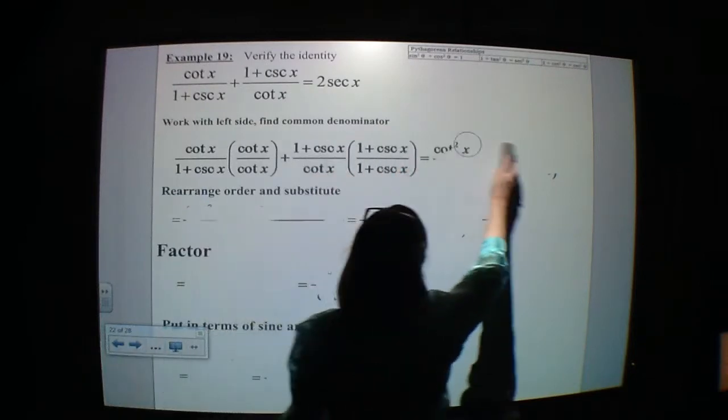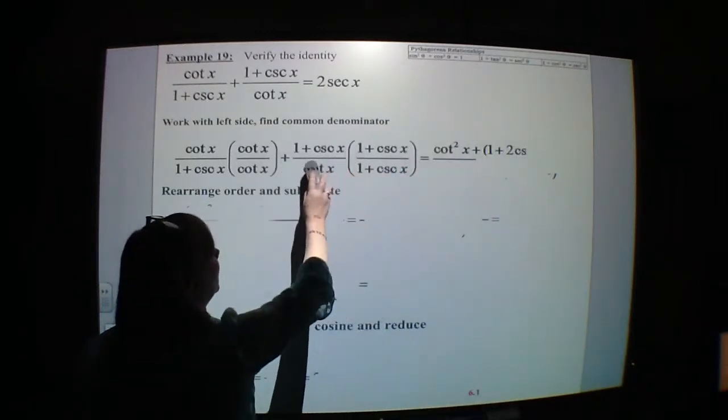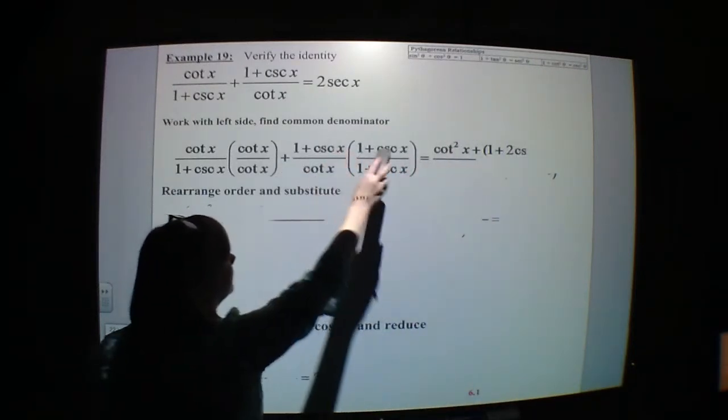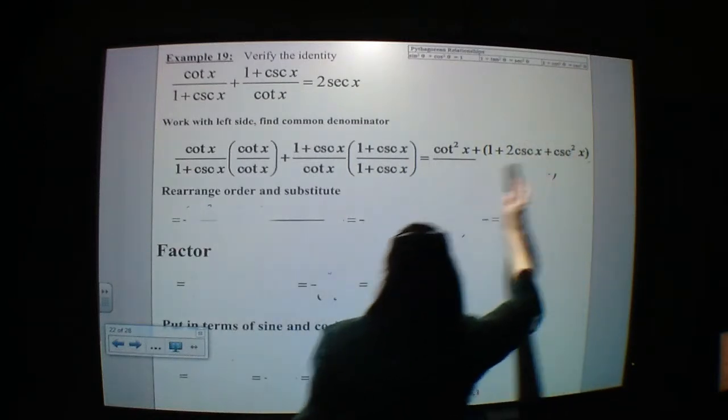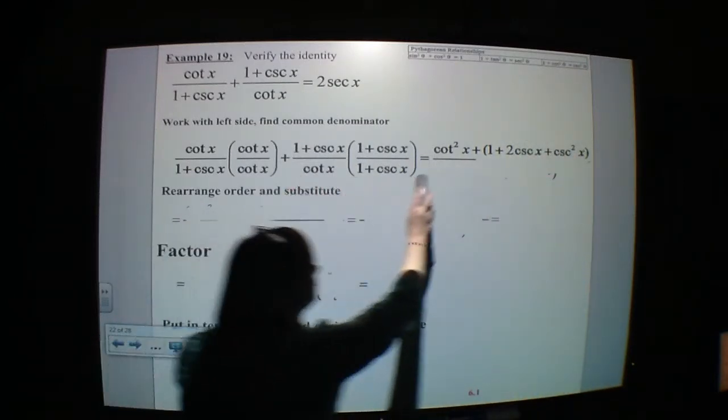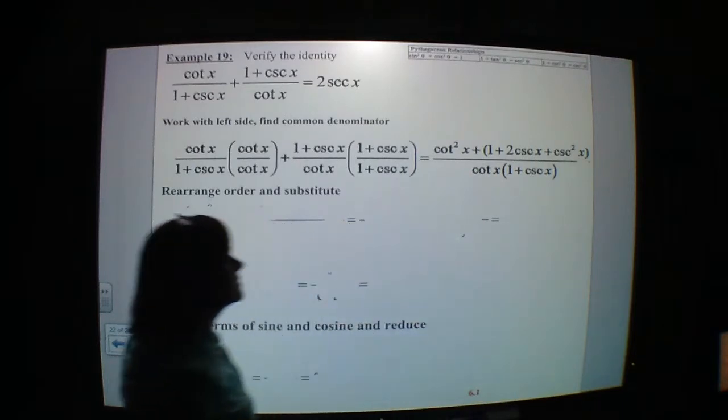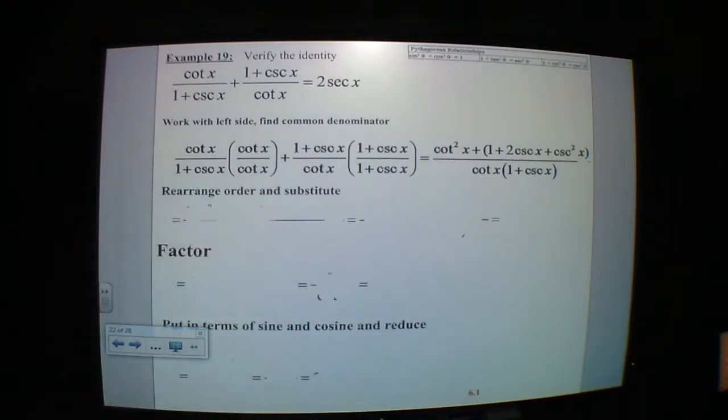So if I multiply this by cotangent over cotangent, and this by 1 plus cosecant over 1 plus cosecant, I will have a common denominator. So this will be cotangent squared. This will be 1 plus 2 cosecant plus cosecant squared. And the bottom will be cotangent times 1 plus cosecant. Okay? So there's what I did first. And like I said, this isn't the only way to do it. It's just one way to do it. Okay?